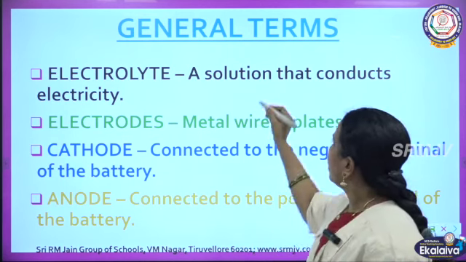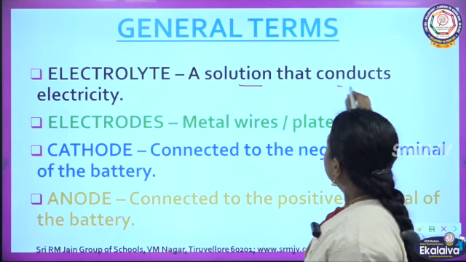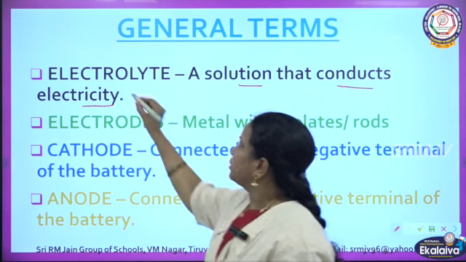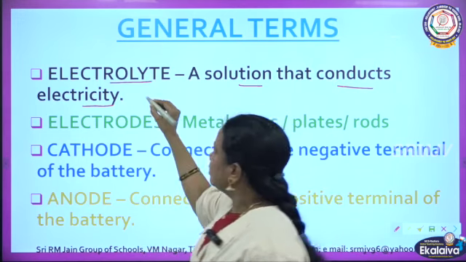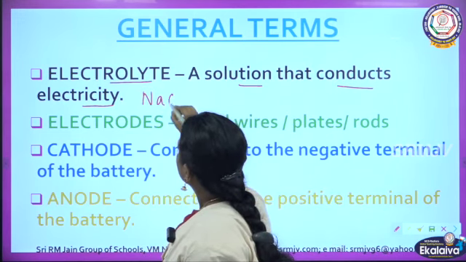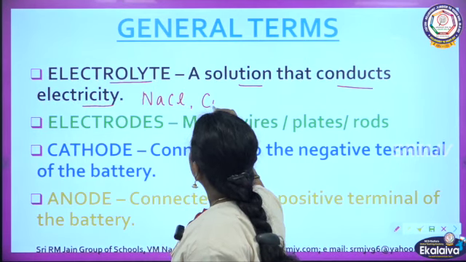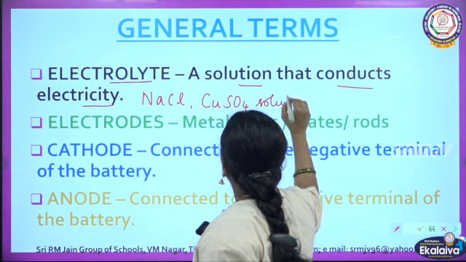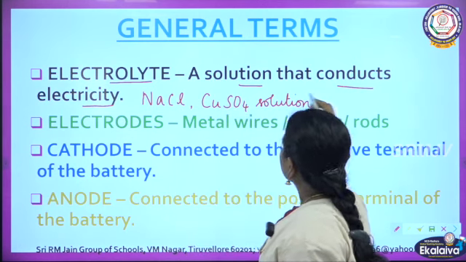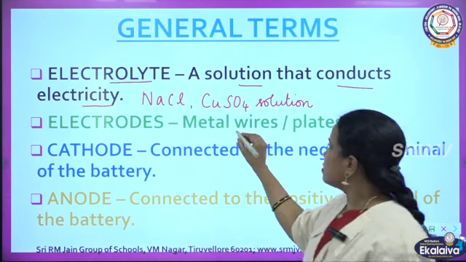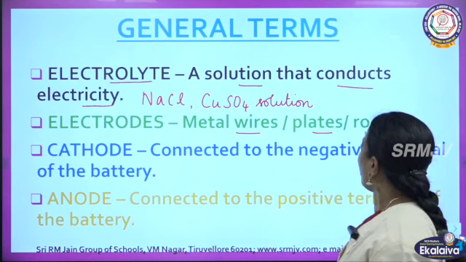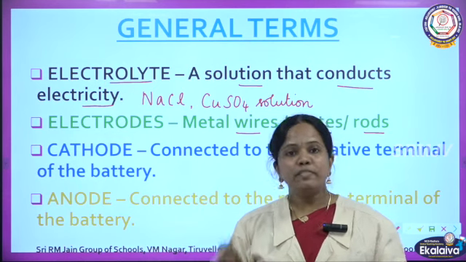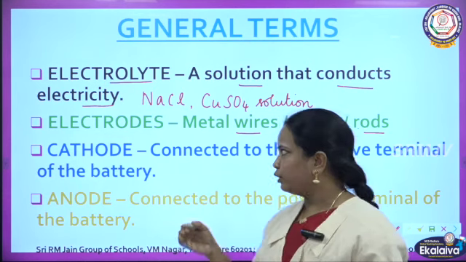solutions. A solution that conducts electricity is known as an electrolyte. Example: sodium chloride solution, copper sulfate solution, etc. The metal wires or plates or rods through which an electric current enters or leaves an electrolyte are known as electrodes.